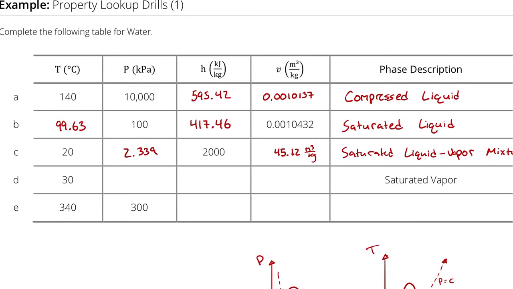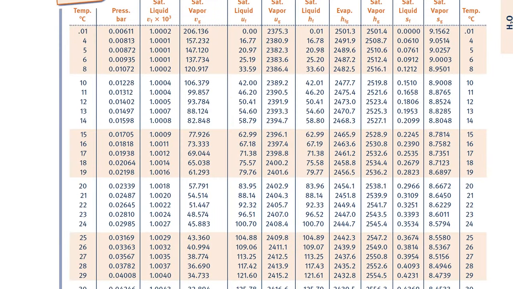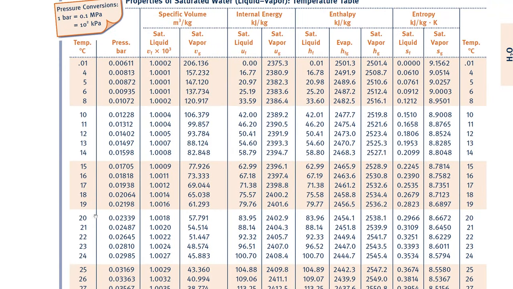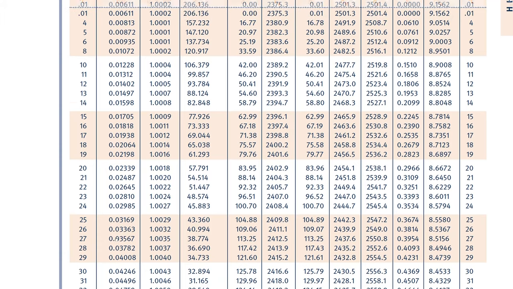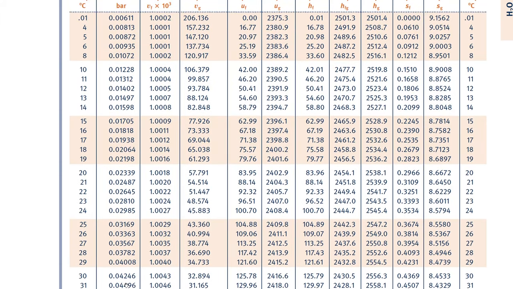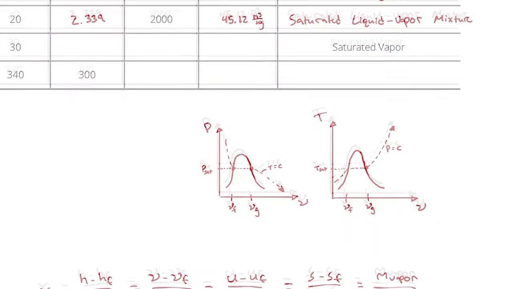Row C is done. For row D, we recognize that we have a saturated vapor. So all of our lookups are just going to be the property of the saturated vapor corresponding to 30 degrees Celsius. Conveniently for us, that is still going to be on table A2. We are just going to be looking up properties at 30 degrees Celsius instead of 20 degrees Celsius. So I will start with pressure. My pressure is 4.246 kilopascals.